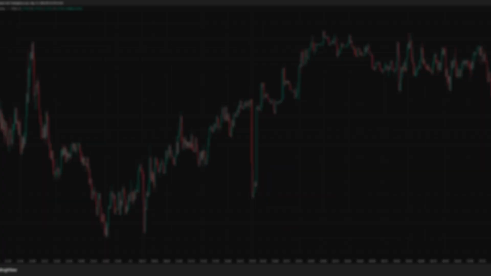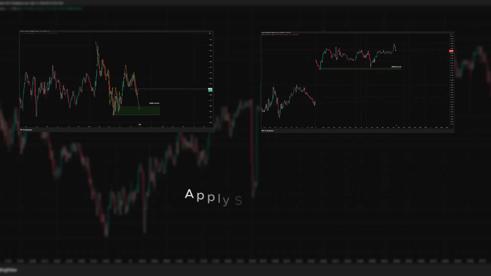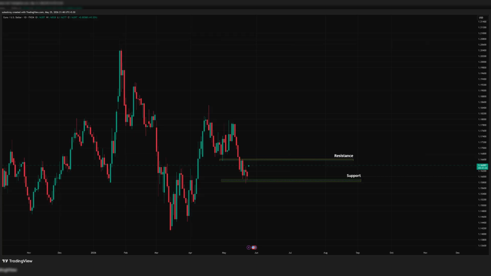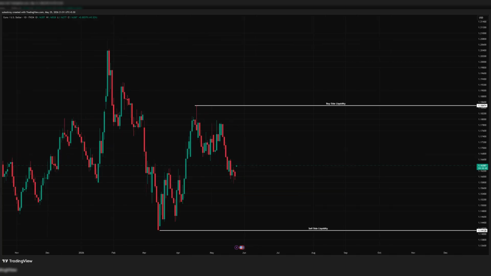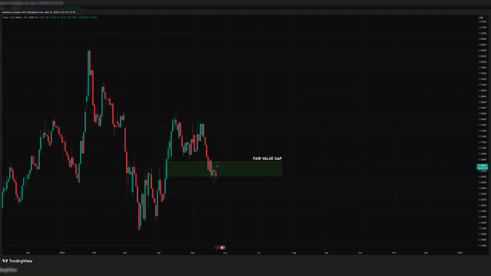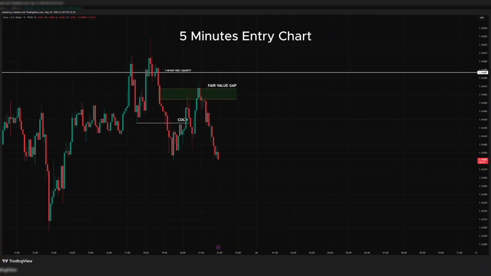But here's where many traders go wrong. They try to apply every concept they know on every single time frame: support, resistance, order blocks, liquidity, trend lines, indicators, fair value gaps. And by the time they reach the entry chart, it looks completely unreadable. This video is about simplifying that process. I'll show you exactly what to focus on at each level so your analysis stays clean and effective.